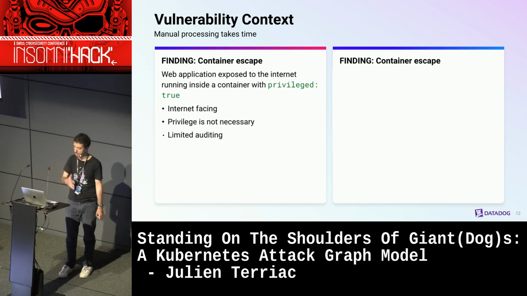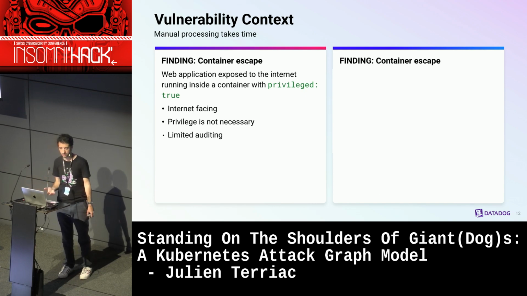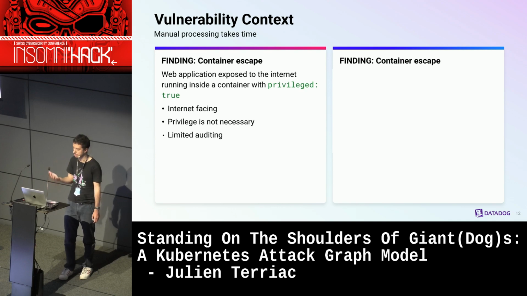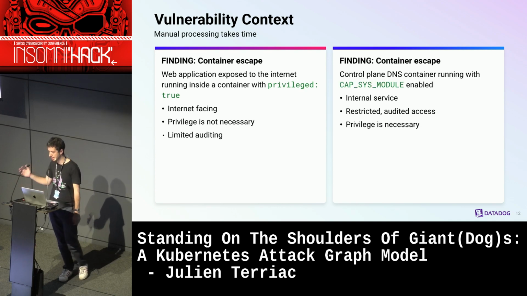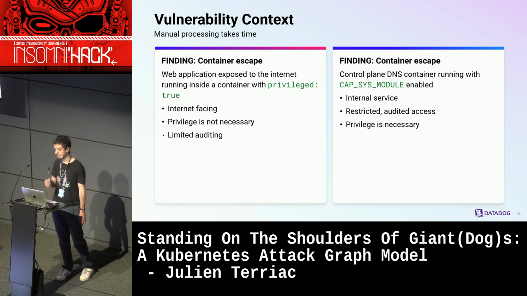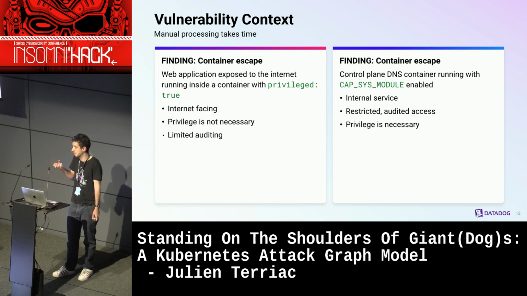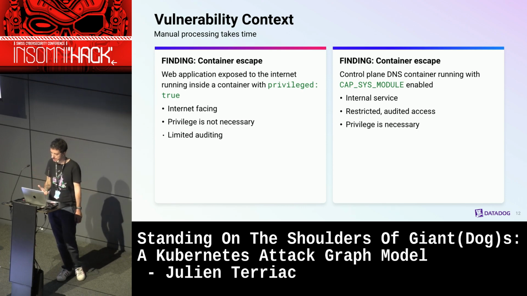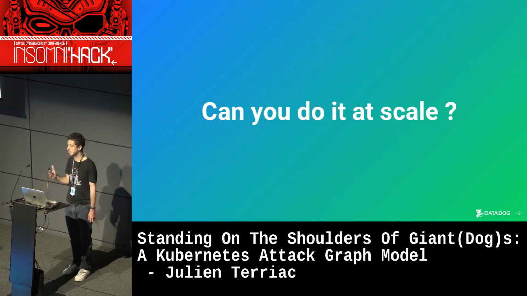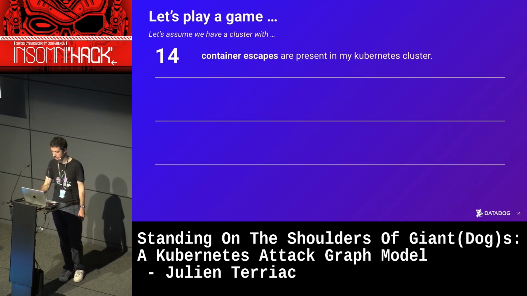For example, on the left, I have a privileged container that is internet facing. It has no audit, and this privilege is not needed. And on the right, I have a control plane DNS, which has high capabilities, but it is necessary because it's a core module of Kubernetes. It is needed. So how can you try to get this context at scale? That takes a lot of your time, and it's not easily feasible.